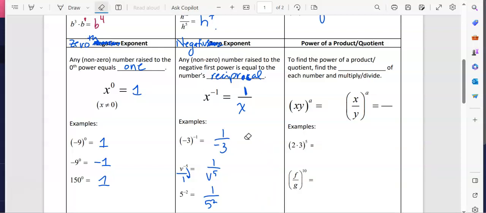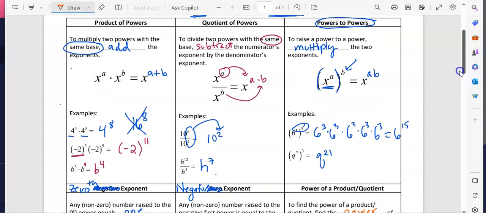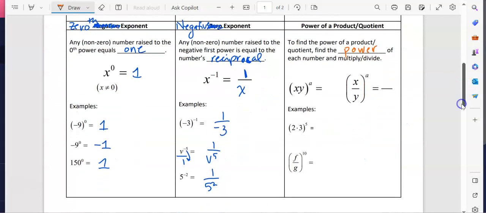Our last property is the power of a product or quotient. To find the power of a product or quotient, we find the power of each number and then multiply or divide. I actually like to think of this as a little bit like the distributive property. It works with our power to power rule, which is why I put them underneath each other. It works with our power to power rule, but inside we actually have more than one base, okay?